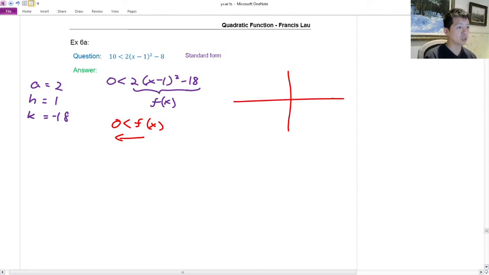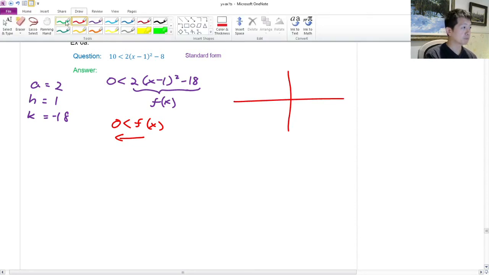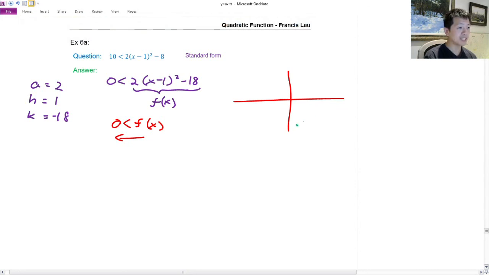So if we look at the graph, I have h and k, which is 1 and minus 18, and a is positive, so I have a graph like this. And if I look for the positive, it's basically on top, okay? I have my h and k as 1 and minus 18.